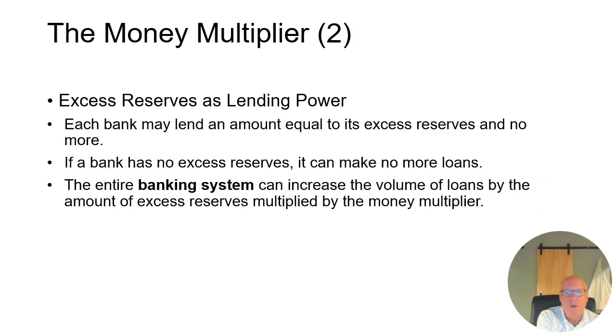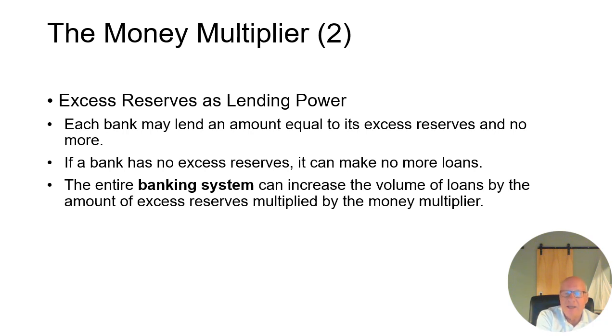Now let's continue with our money multiplier. So this excess reserves then, we can think of it as lending power. A bank can only lend out the excess reserves since they're legally required to keep the required reserves in the vault. So if banks have excess reserves, they can lend all of the excess reserves that they want to, but of course they can't lend any more than that. So if a bank has no excess reserves, then it cannot make any more loans.